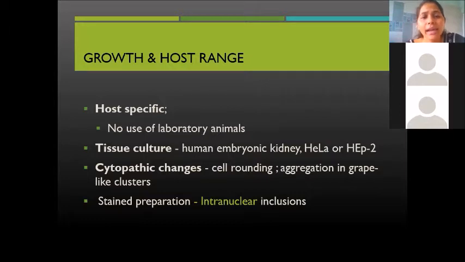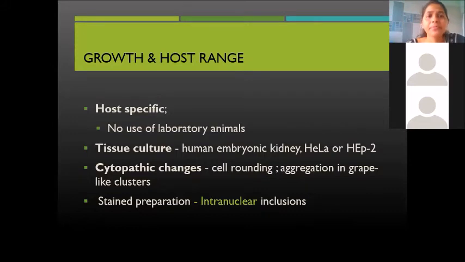So the adenovirus, if you want to grow in the culture, will grow on human tissues like human embryonic kidney cell or HeLa or Hep2 cells. You cannot grow it in the egg or chick embryo fibroblast culture or chorioallantoic membrane, etc. In cytopathic changes, it causes rounding of the cell and aggregation of the cells in grape-like clusters. If we see the stained preparation of adenovirus that has caused human infection, it shows intranuclear type of inclusion bodies, correct? All DNA viruses produce intranuclear inclusion bodies, except pox.